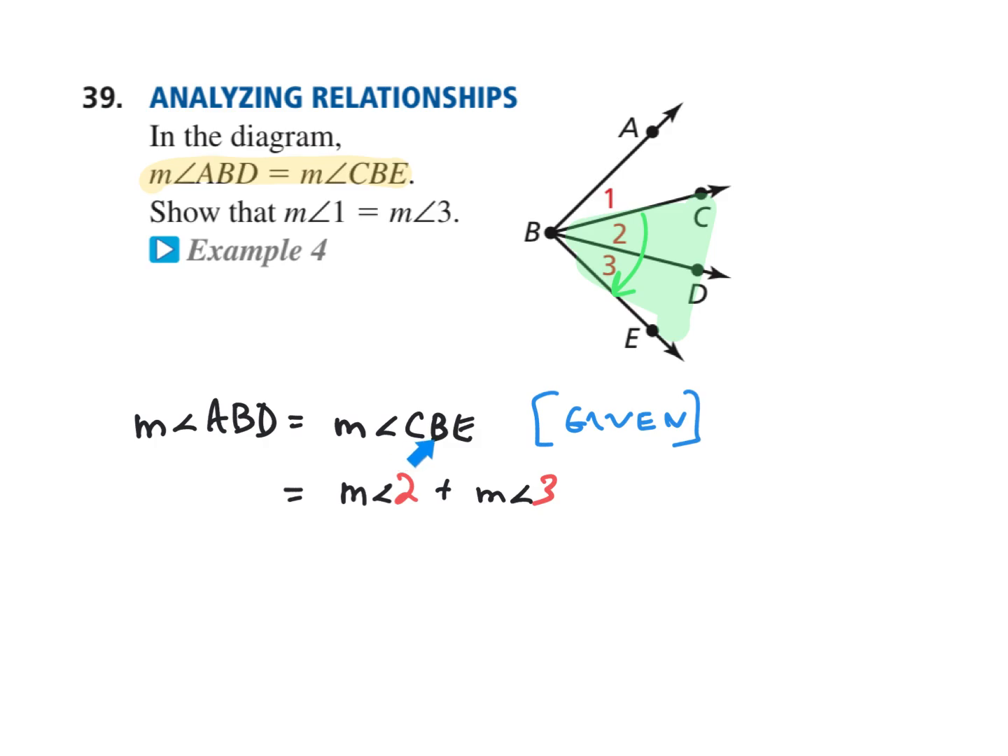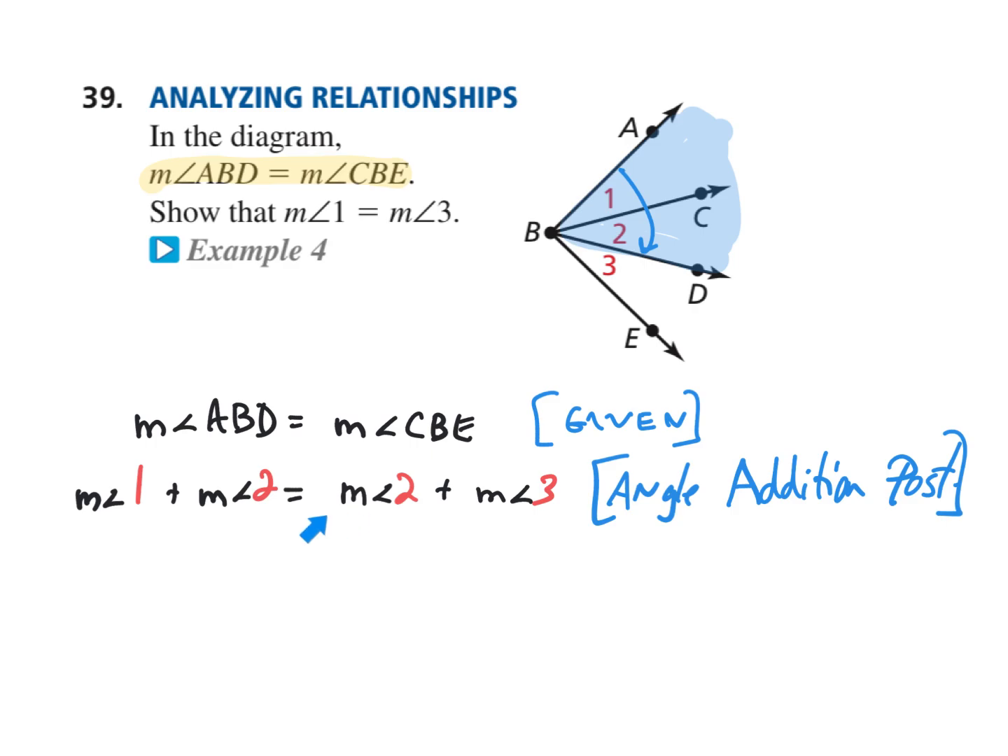The measure of angle CBE, which is the entire green rotation, that's the whole, and it's equal to its part plus its part. Alright, and we can do the same thing on this side, where the whole rotation, angle ABD's measure, that's equal to the sum of its parts, the measure of angle 1 plus the measure of angle 2. What gives us a right to say this statement? Well, when a whole angle is equal to the sum of its parts, that's the angle addition postulate.